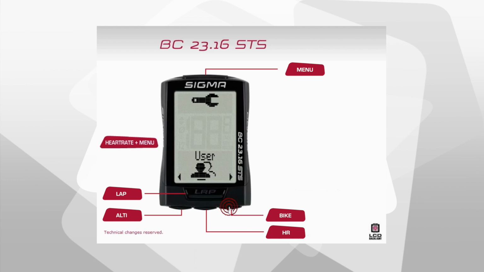In the next menu item, User, you can enter your personal details. Open the menu to start by entering your date of birth. Press the bike and ALTI buttons to change the year, month, and day, then confirm your selection by pressing the menu button. Next, repeat this same process to enter your weight, height, and shoulder width, as well as to select your gender.